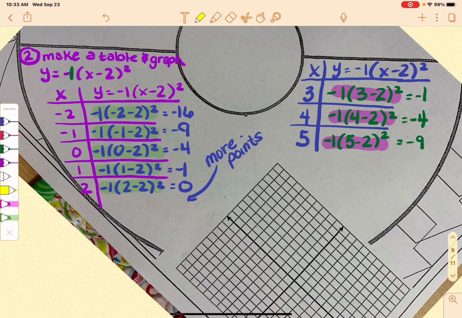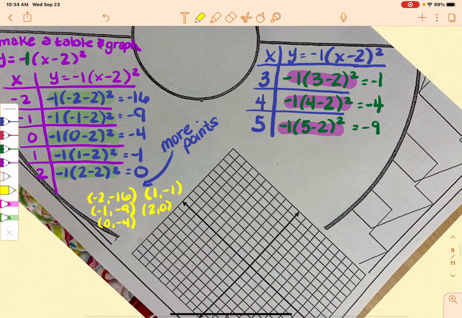So now we're going to go through and start to get our points written out. Remember, to do the points, I put these two together. So negative 2, negative 16, negative 1, negative 9. And I'm going to keep going. I'm going to make my list. So negative 2, negative 16, negative 1, negative 9, 0, negative 4, 1, -1, and 2, 0.